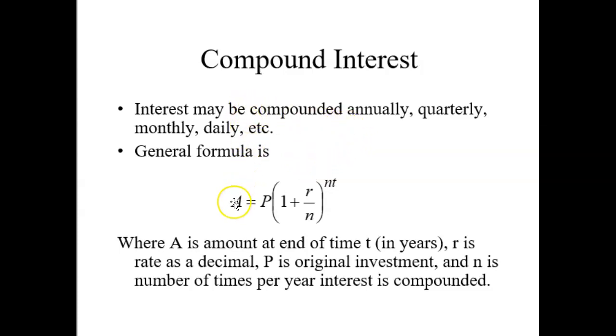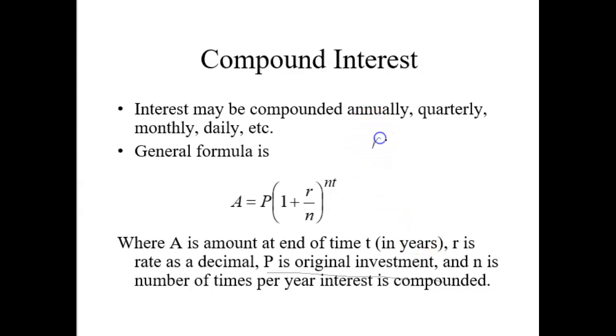So here is the formula. Now the trick to this formula is knowing what each item represents. You won't have to memorize this. This will be given to you. You're encouraged to look at it while you're doing the homework, but P is the amount you invested. P is the original investment. This 1 is just part of the formula. R is the rate as a decimal.